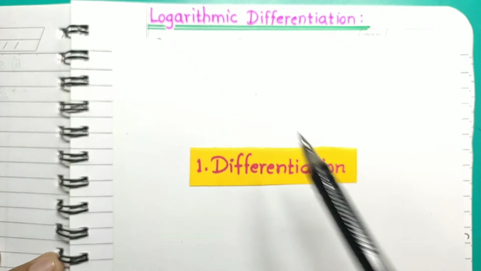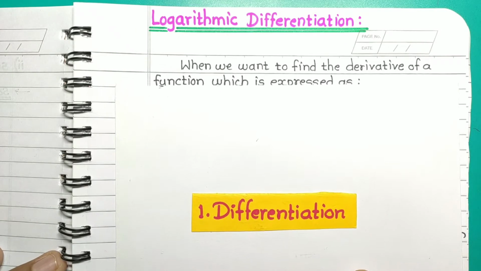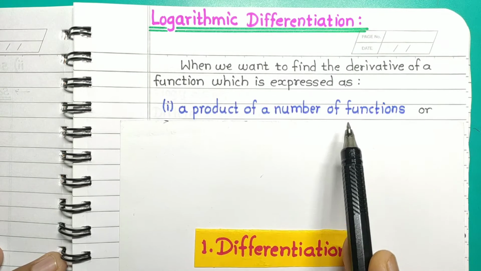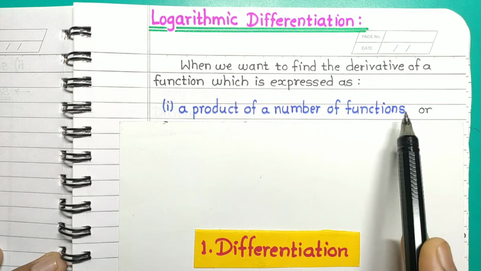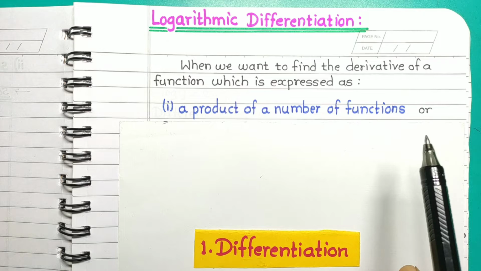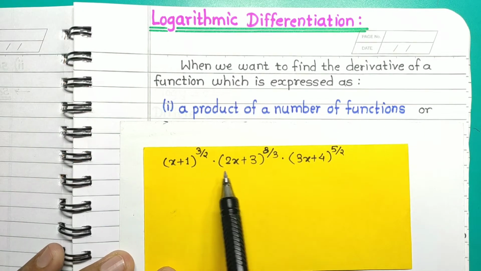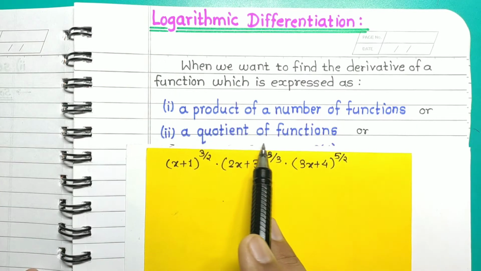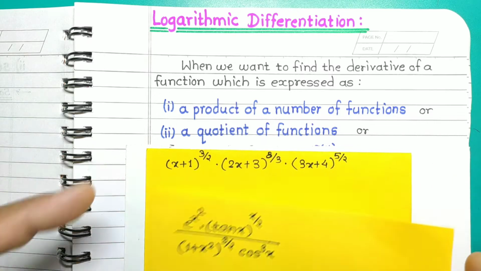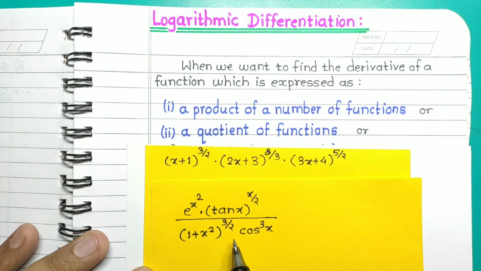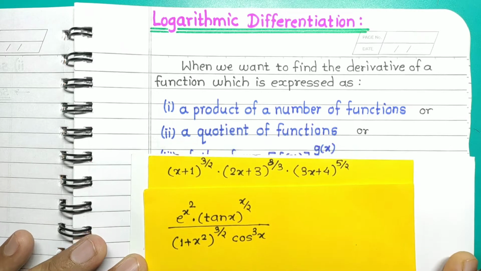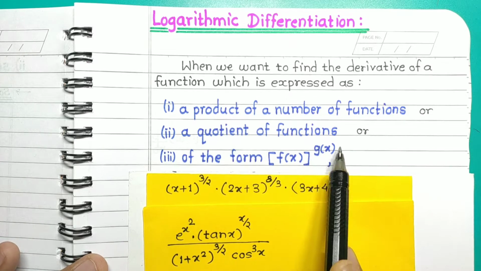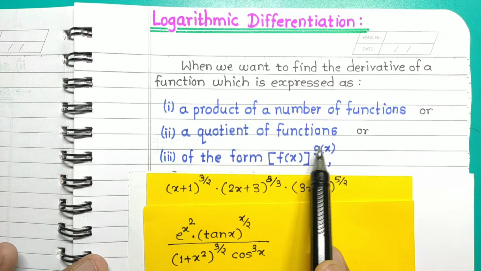So let's get started. Students, when we want to find the derivative of a function which is expressed as a product of a number of functions, for example, if we have this function, it contains a product of three functions here. Or a quotient of functions, for example this function, it is a quotient of a number of functions. Or of the form f of x raised to g of x. That means one function is a power of another function.